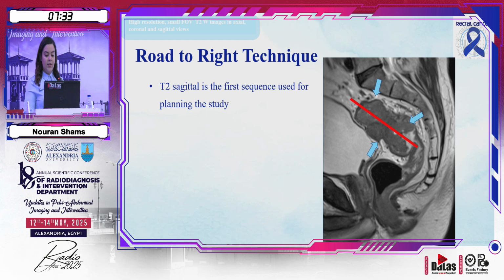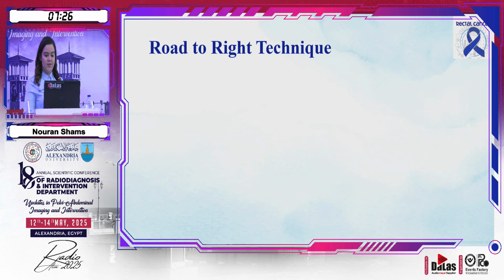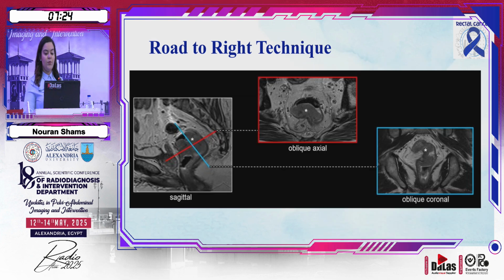The first sequence is a sagittal T2, based on which we can identify the tumor, its longitudinal axis, and plan the axial images perpendicular to the long axis of the tumor. This is mandatory for staging. Eventually, we are left with 3 sets of T2 images: T2 sagittal, T2 axial oblique, and T2 coronal.